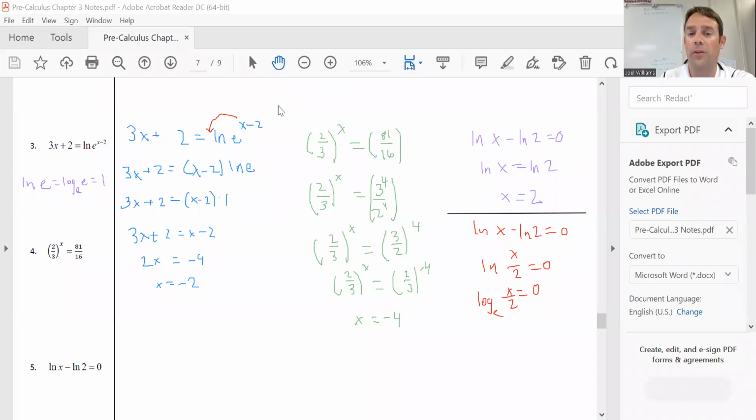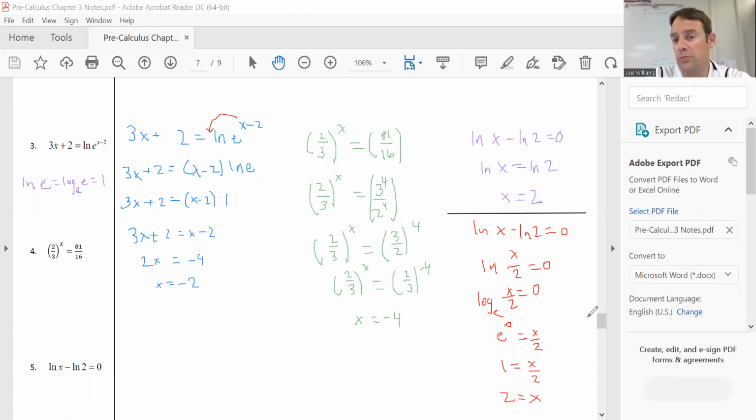So I'll just separate that and make sure we can see that these are two different ways. So stuck in log form, go to exponent form. So e to the 0 equals x over 2. So e to the 0 is 1. And to get rid of the x divided by 2, I multiply 2 by both sides, and I'd get 2 equals x. So two different ways to look at the same problem there.